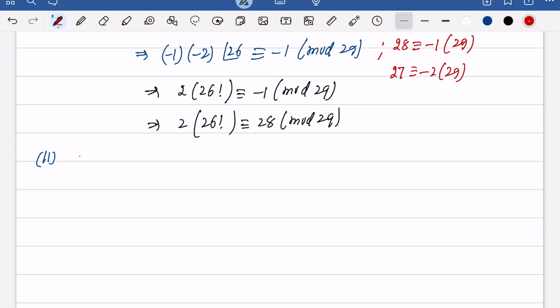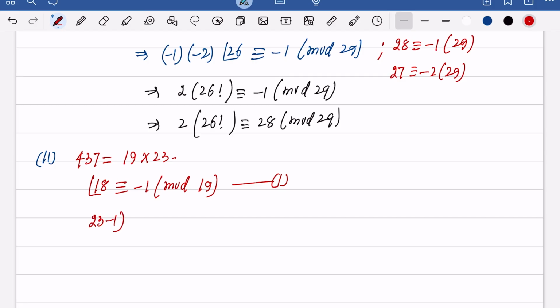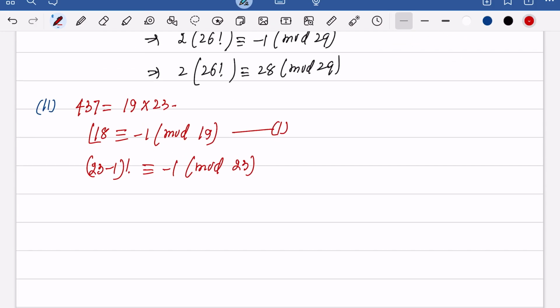So here we have 437, which is equal to 19 into 23. Then Wilson's theorem gives us that (19-1)!, that is 18!, is congruent to -1 mod 19. Let's call this equation number 1. Now by Wilson's theorem again, we have (23-1)! is congruent to -1 mod 23. Now 23-1 means 22!.